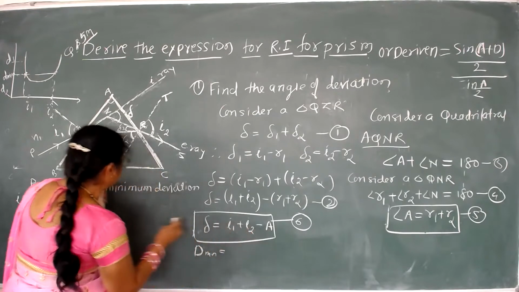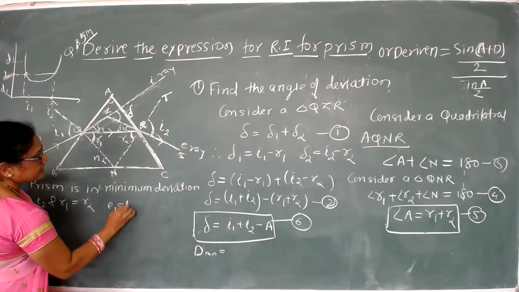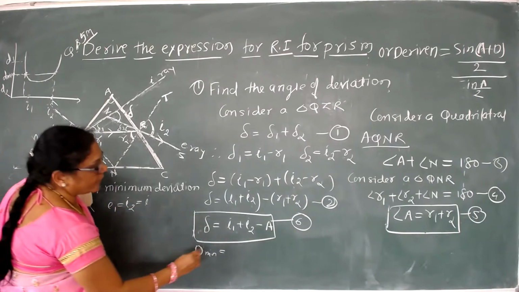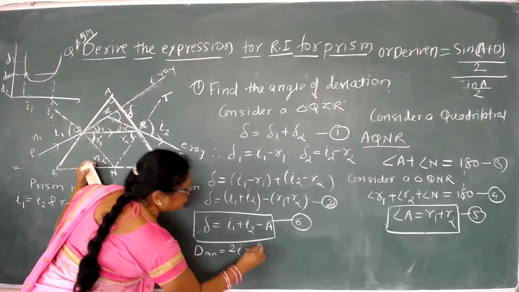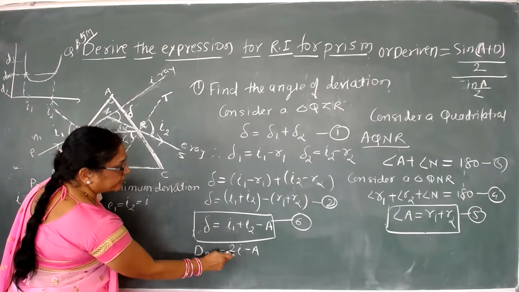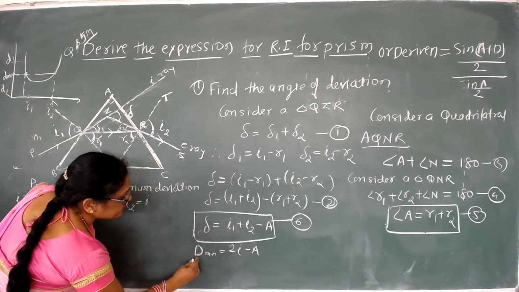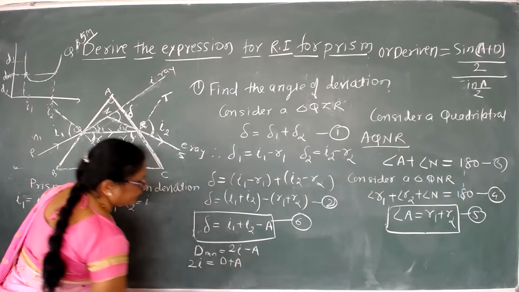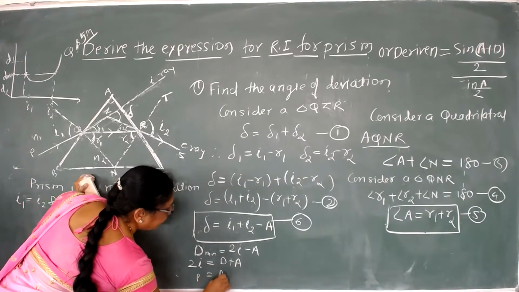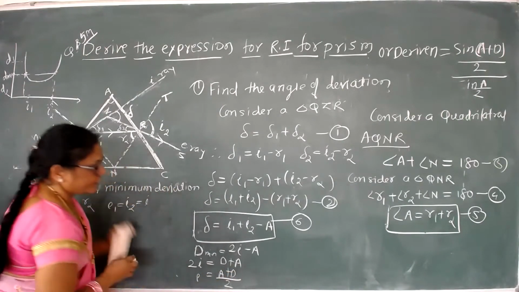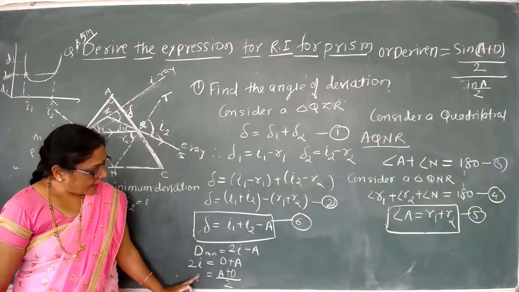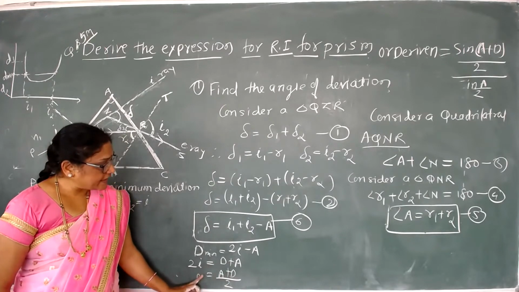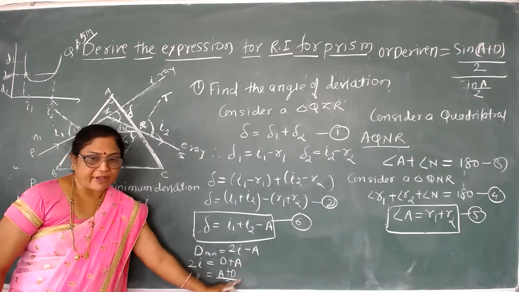When I1 is equal to I2, D is equal to I plus I minus A, that is 2I minus A. Here we want to find the value of I. Therefore 2I is equal to D plus A, so I is equal to (A plus D) divided by 2. So we have got the value of I. What is the meaning of I here? The angle of incidence. I is equal to (A plus D) by 2.